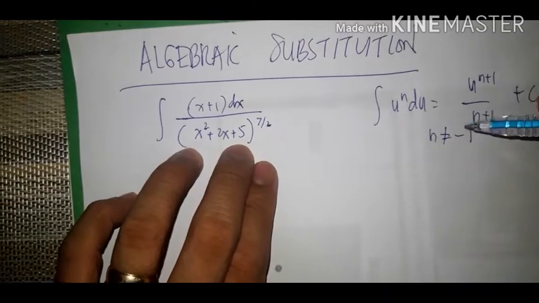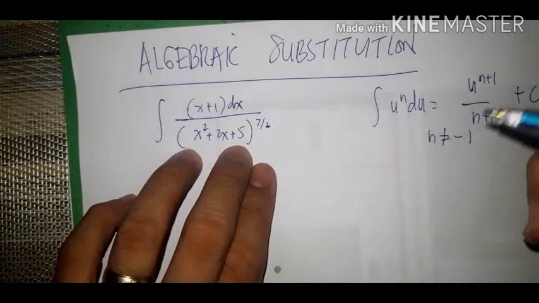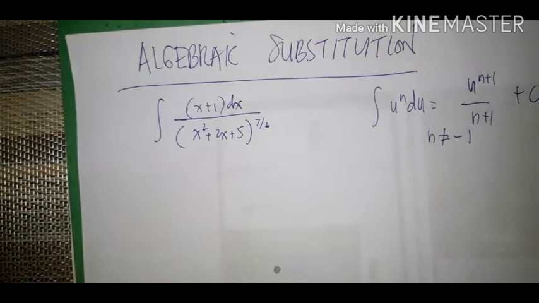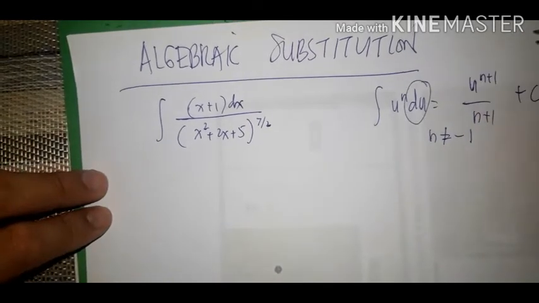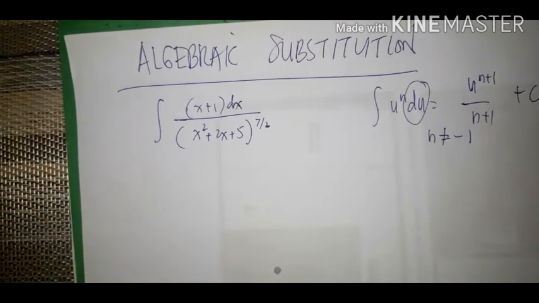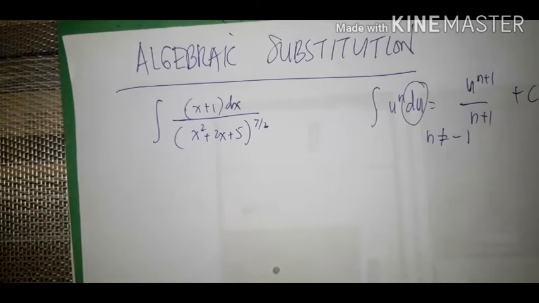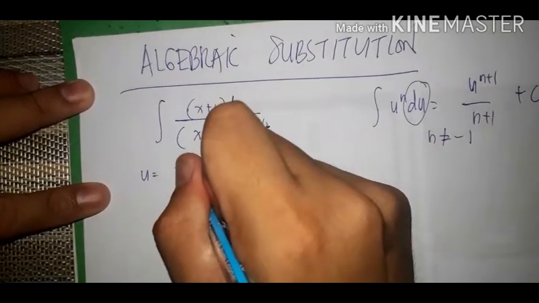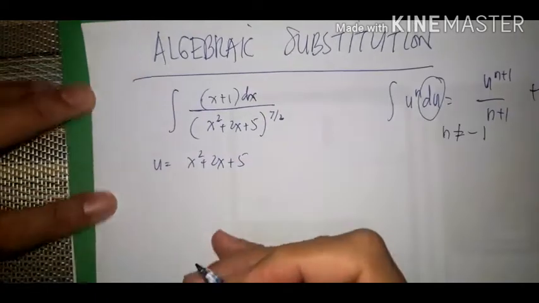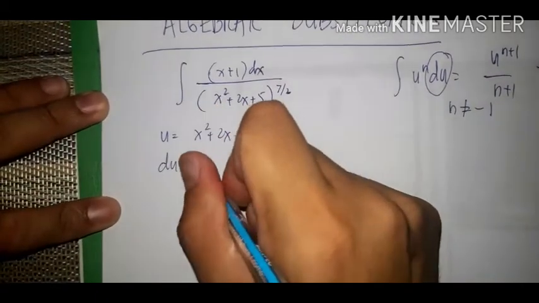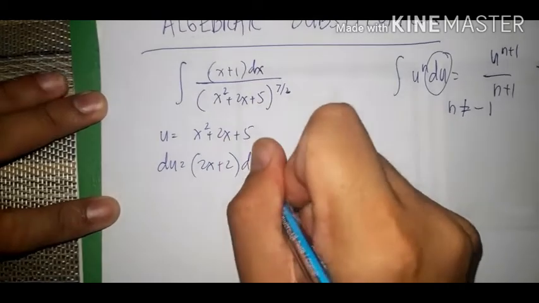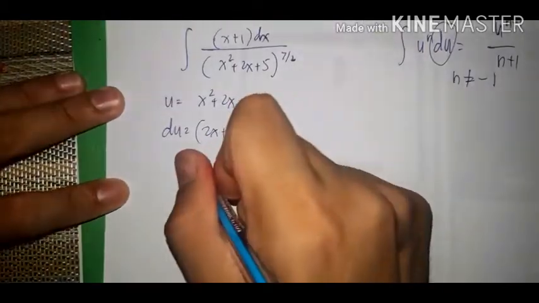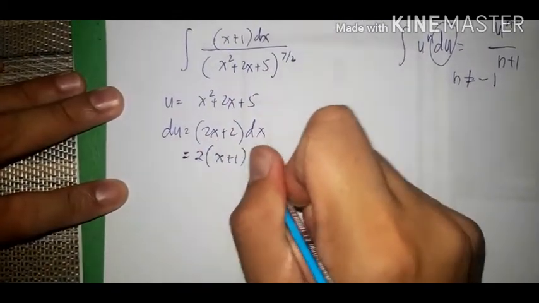So n is not negative 1, so this u to the n fits perfectly, if and only if the du has been satisfied. So I first need to use the derivative. In this case, I can use u equal to x squared plus 2x plus 5. Then du here is 2x plus 2 dx. But 2 is common, so I can factor out: 2 times the quantity x plus 1 dx.